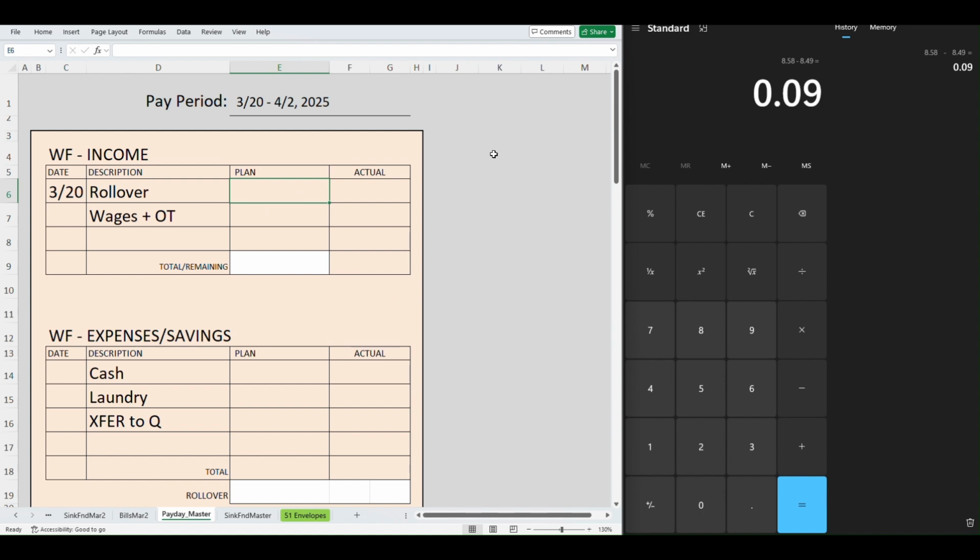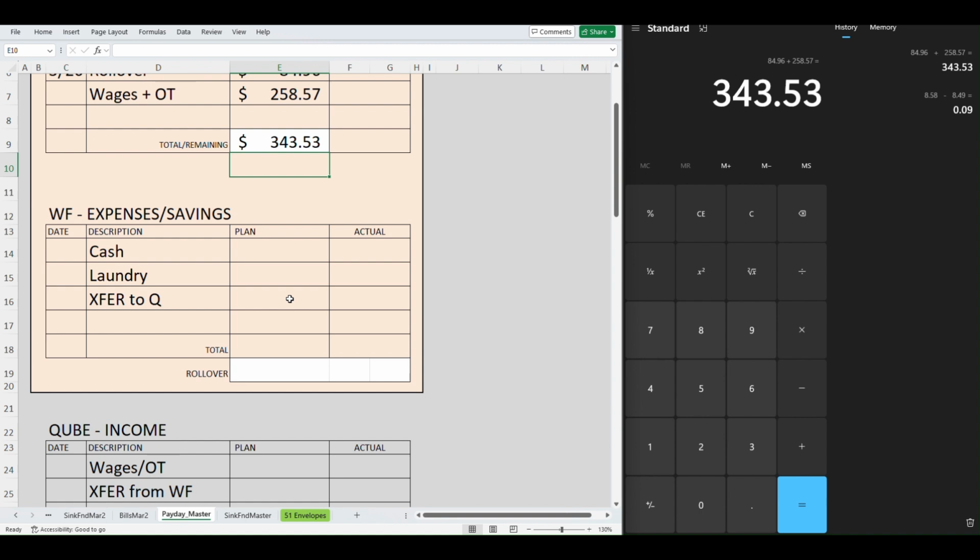Alright, now that the bills have been recorded from my last pay period, we'll go to the current pay period. So I did have a rollover in my brick and mortar account, and then I had this amount for my wages and overtime, and so we'll take those two numbers and add them together on my calculator, and that means that my income including the rollover is a total of $343.53. That's what I have to work with.